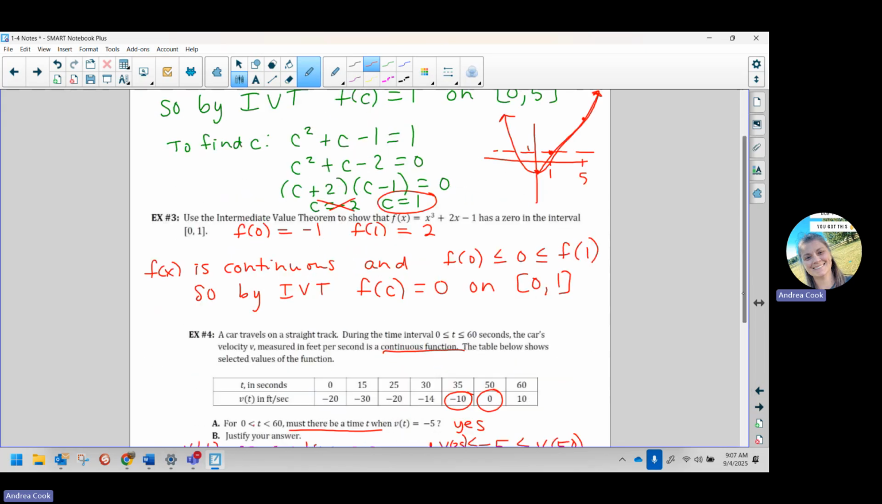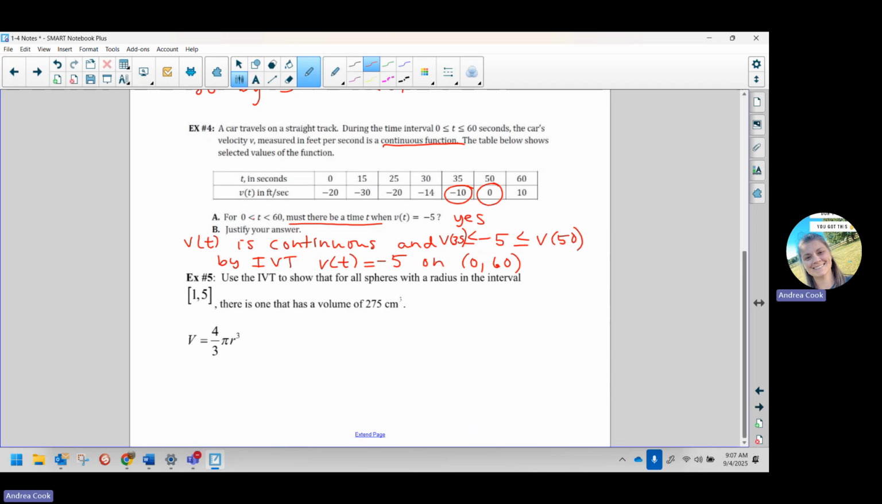All right, we have one last example. Use IVT to show that for all spheres with a radius from 1 to 5, there is one that has a volume of 275. And they gave you the volume of a sphere in case you didn't know. But this equation again is a cubic function. So I'm going to find V of 1 and V of 5. If I plug in 1, I'm going to get 4/3 pi.